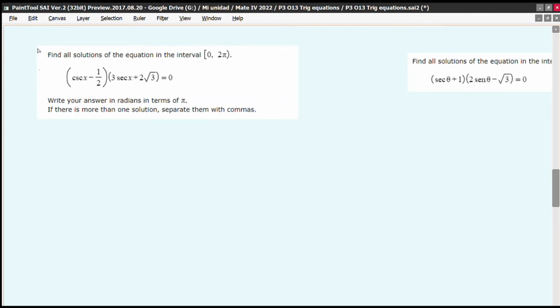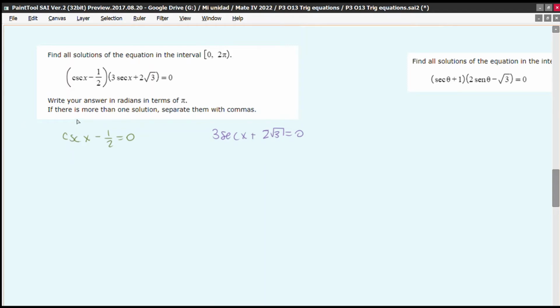Okay, let's continue with the examples. By now you know the idea. We have 2 factors, so I have to check where each of my factors is 0. So here are my 2 factors. I have to equate them to 0 and now solve them. I'm going to start with the first one.